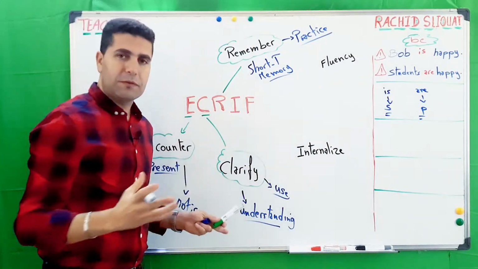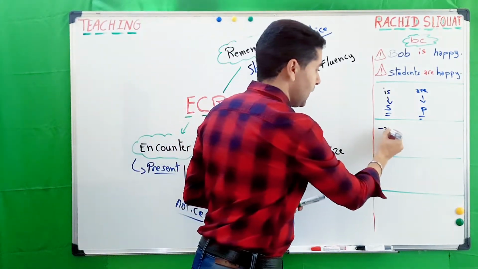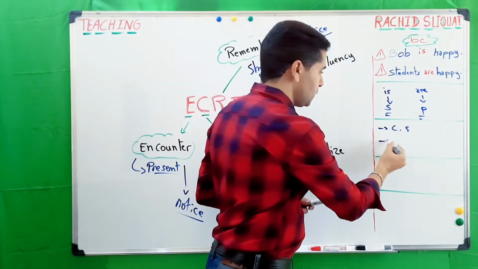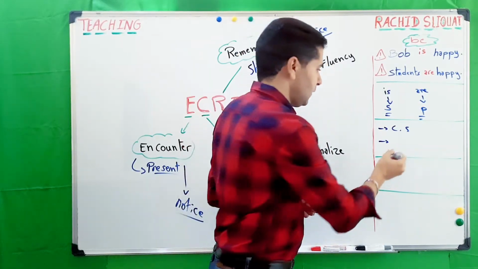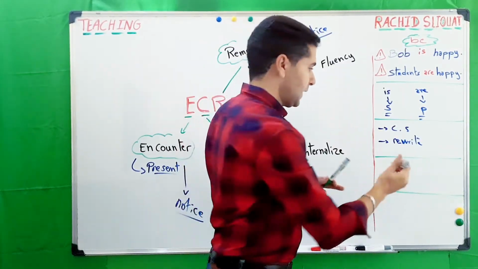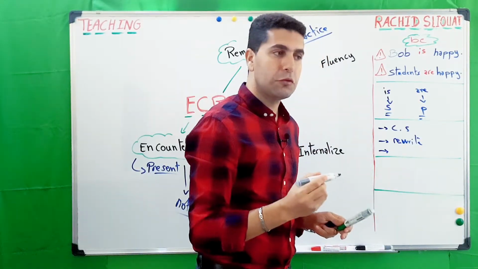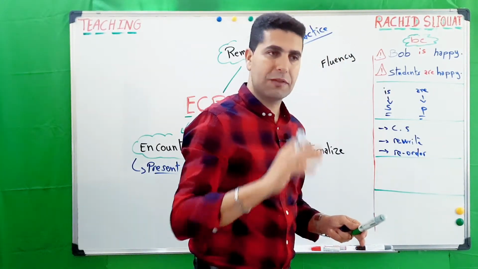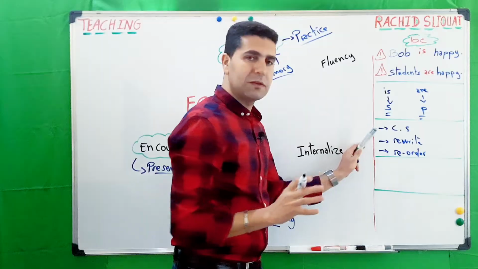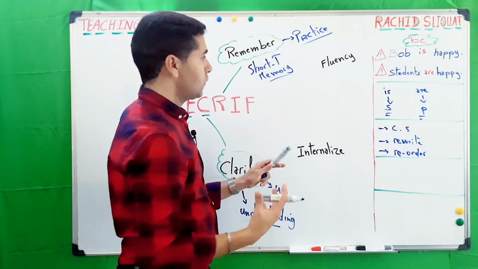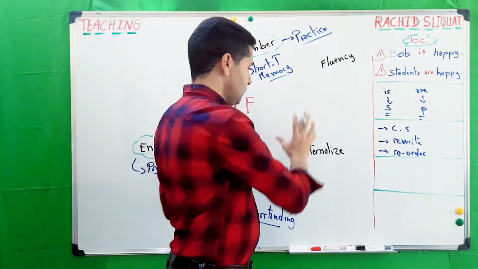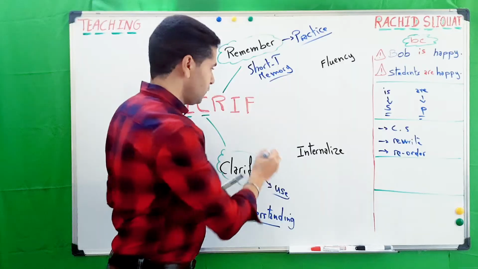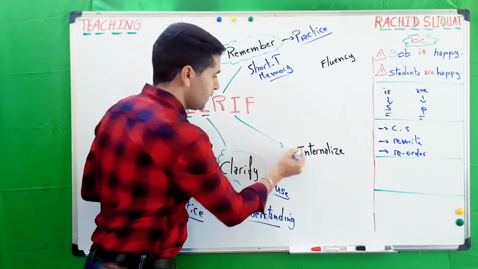Okay, so remember, students are going to practice, for example, completing sentences with "is" or "are", and also rewriting sentences, for example, affirmative into negative, or you can ask them to reorder the sentences if you give them scrambled words. These are some activities you can use with your students to help them transmit what they understood into the short-term memory.